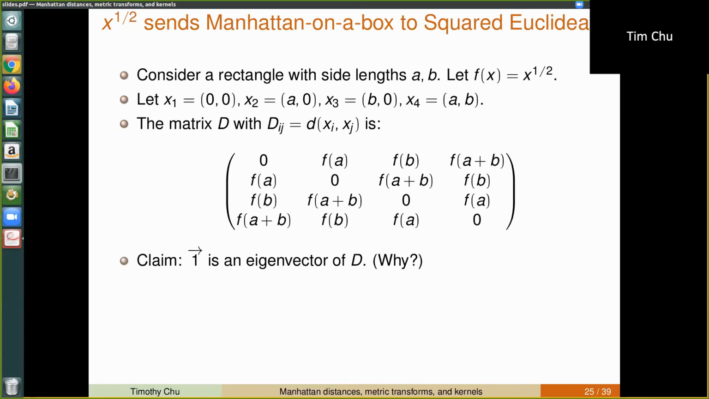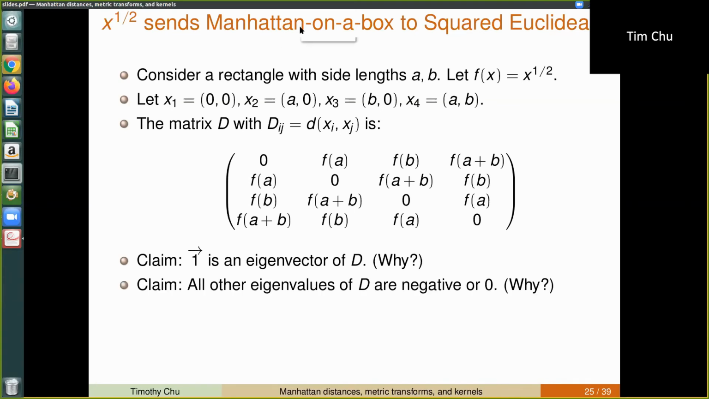And I claim that the all ones vector is an eigenvector of D. And you can see this pretty clearly because the row sums of every row in this matrix are the same. And I claim all the other eigenvalues of D are negative or 0. And recall that these 2 criteria were something we've seen before. Question is, why? Why should all the other eigenvalues of D be negative or 0 when we have this setup?